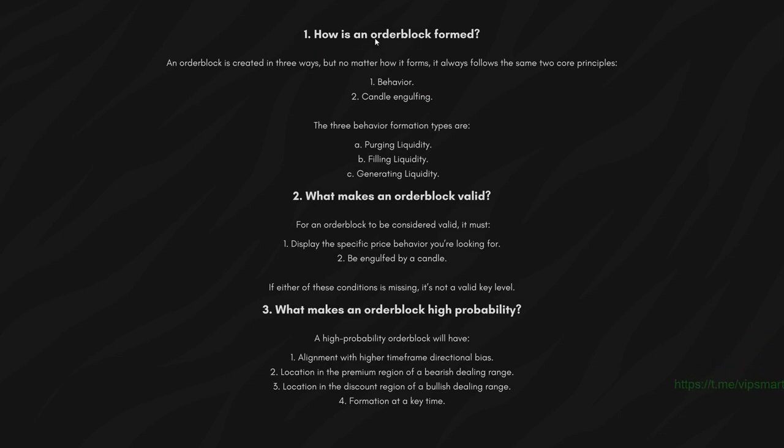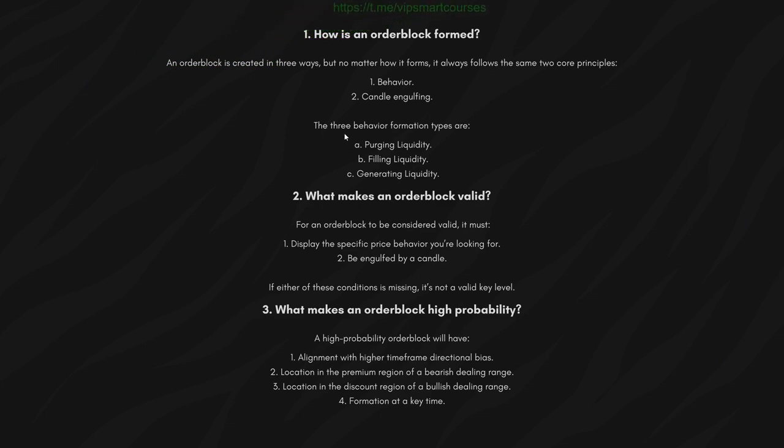First of all, let's break down how an order block is formed. Now, an order block is created in one of three ways, but regardless of which one it is, there are always two non-negotiable elements it must have. Number one, a specific type of behavior a candle or a group of candles must have. And number two, a candle engulfing that candle or those group of candles that had that behavior. Okay, that's basically the core structure.